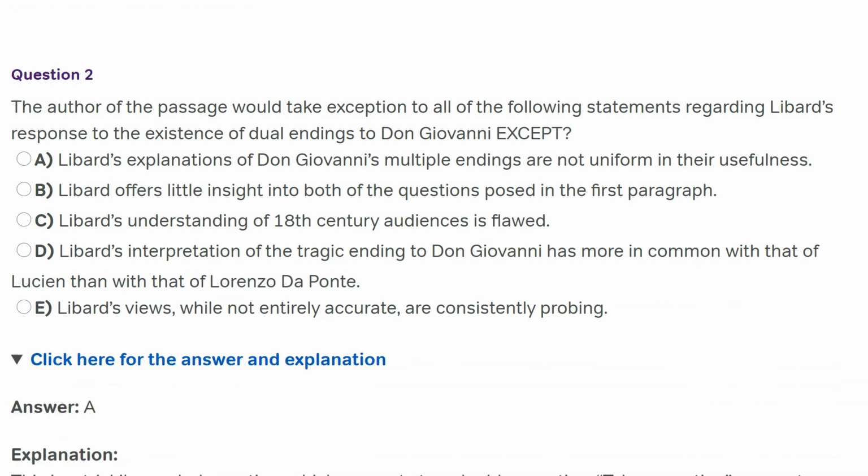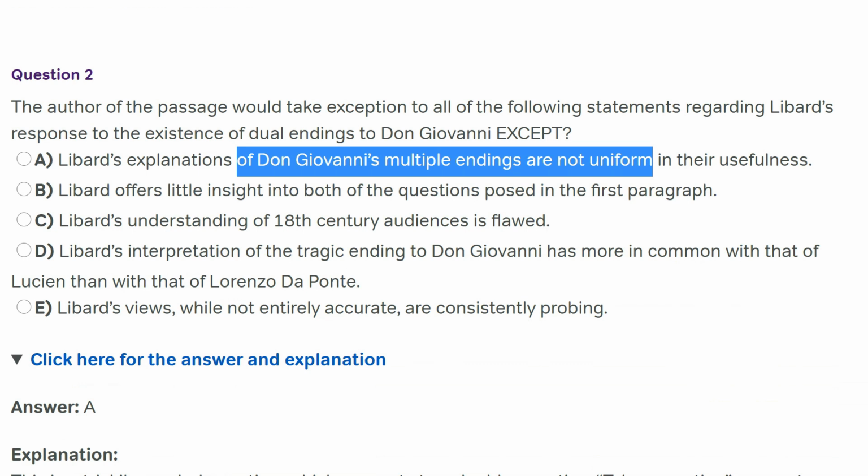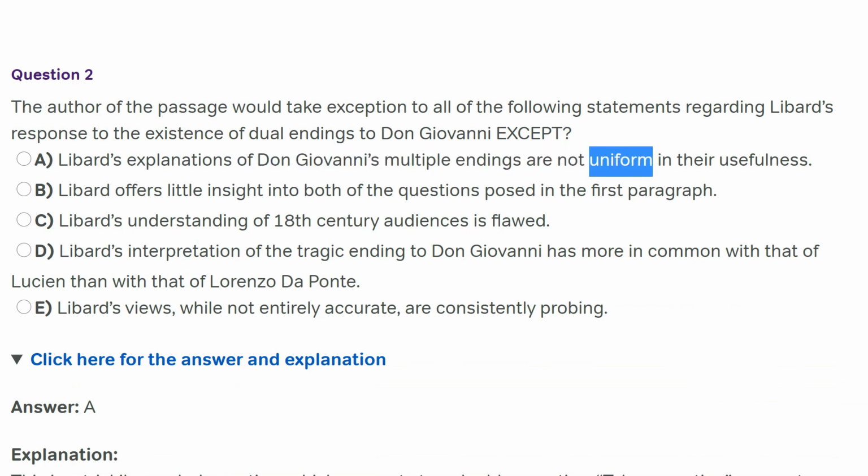So let's find out. Yes. Wow, that was a little bit lucky, I'll be honest, because I didn't fully understand D. I just liked A. And the only clue that A was right is that uniform means consistent, right? And Leibard is not consistent, or the author doesn't consistently agree with Leibard anyway.